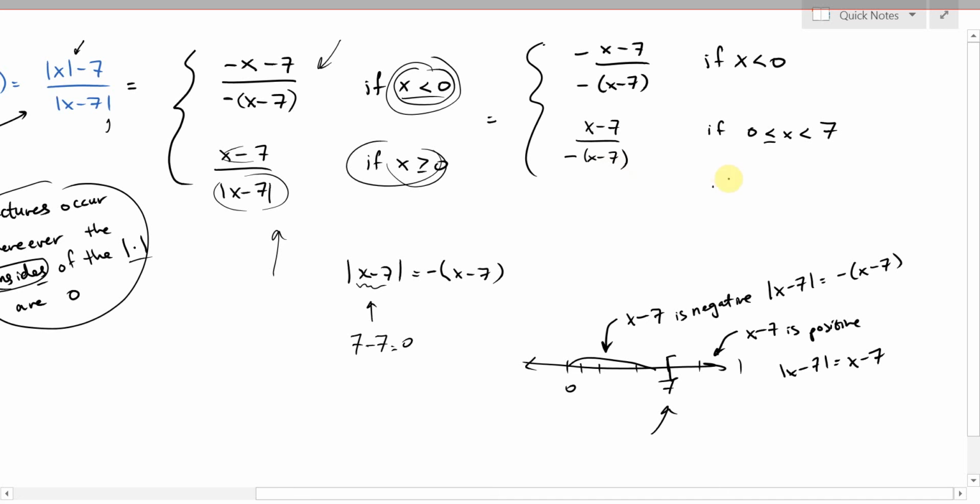And then finally, we have another range. What happens when x is bigger than or equal to 7? Again, where I put the equality doesn't really matter here. And in that case, the absolute value of x minus 7 is positive, and this is positive, and everything is positive, and it's just x minus 7 over x minus 7.